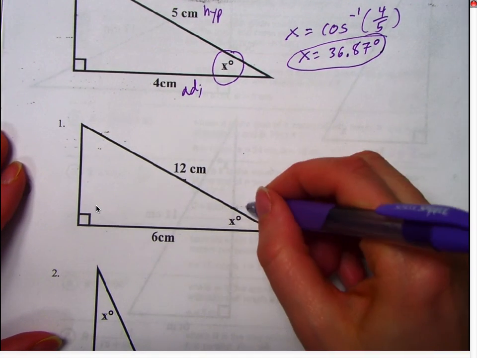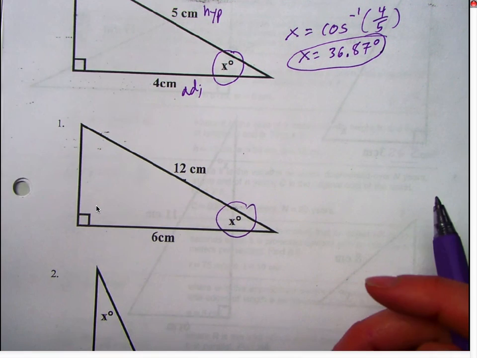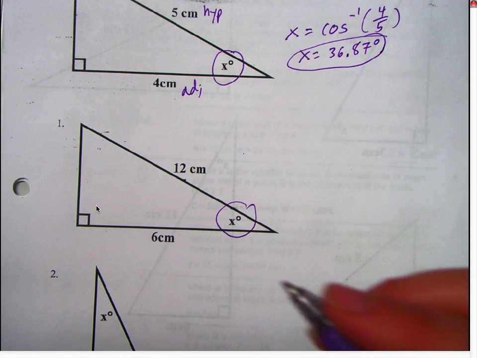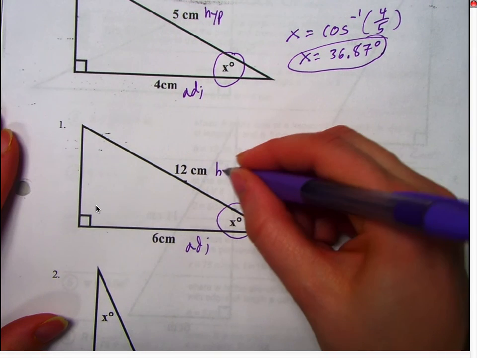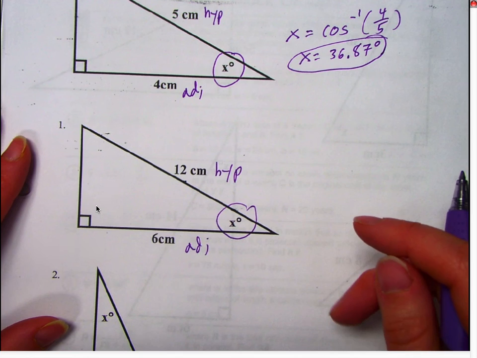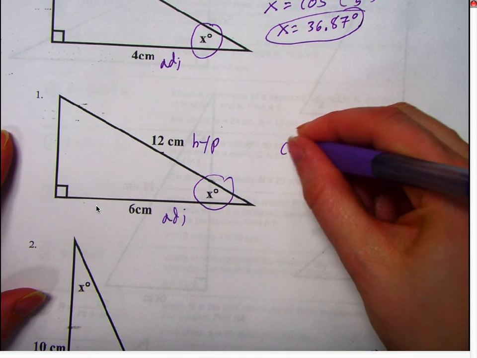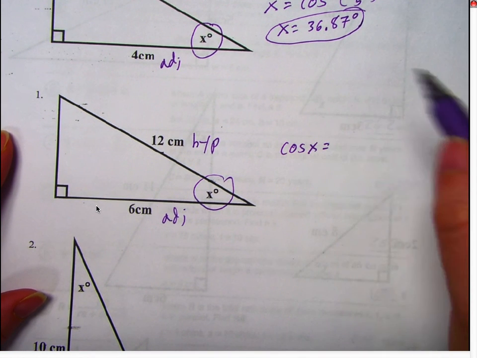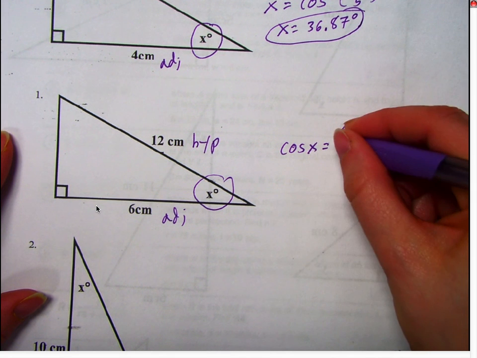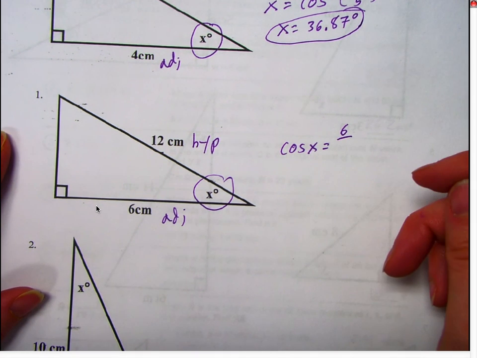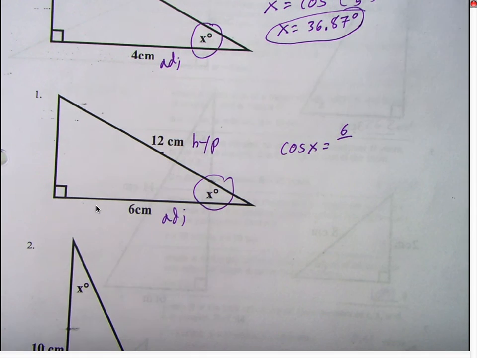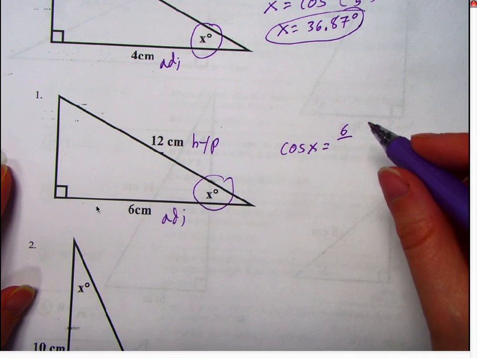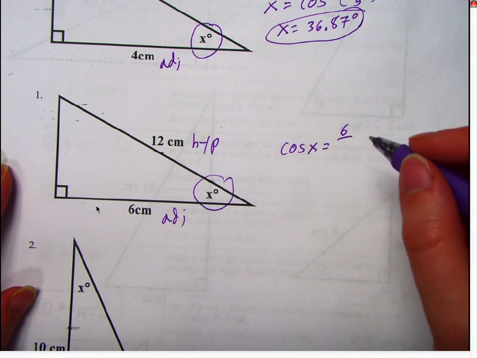Okay, so here's x. What is 6 to x? Is it opposite, adjacent, or hypotenuse? And what is 12? So what am I using, sine, cosine, or tangent? You should not be talking unless you're answering my question right now. So cosine of x equals the adjacent 6 over the hypotenuse 12.